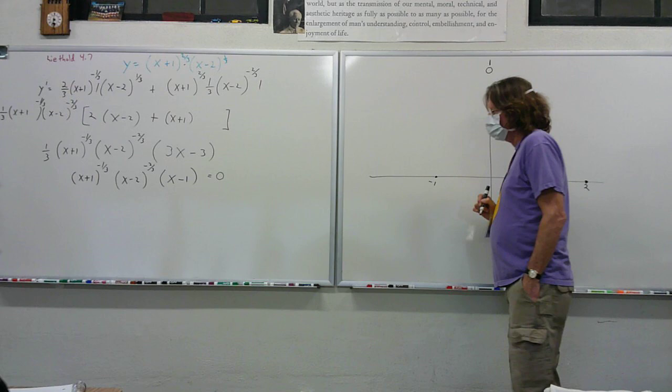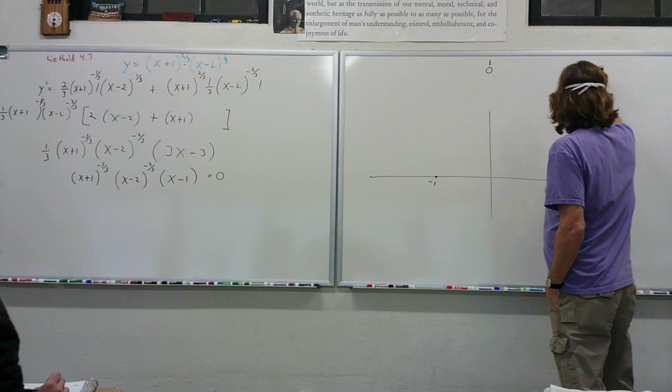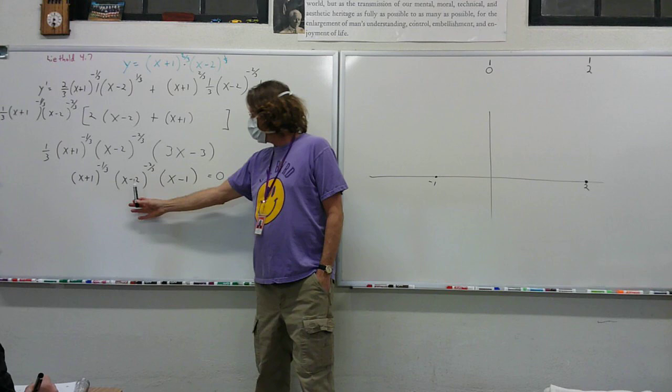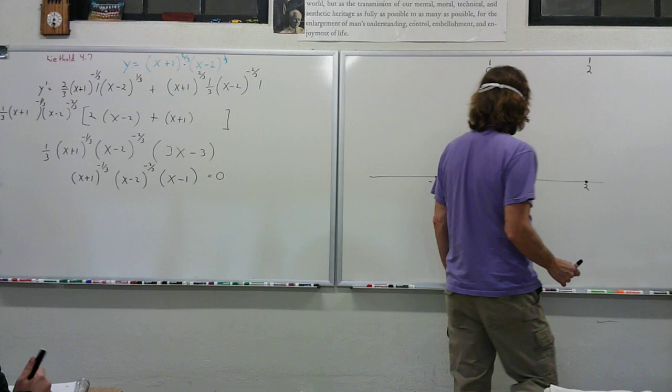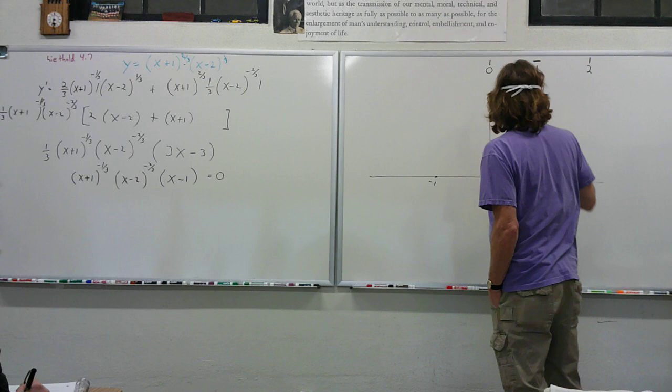Vertical tangent. 2 is also a critical number, but it will be going either straight up or straight down at 2 because 2 makes the derivative undefined. 1 makes the derivative equal to 0. So you have a horizontal tangent there.